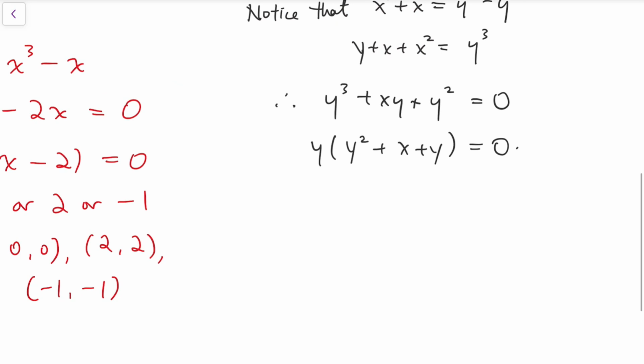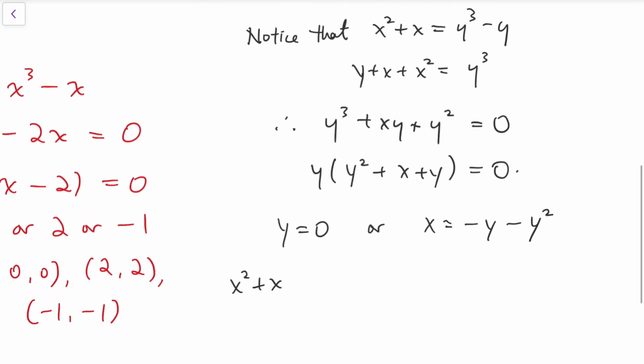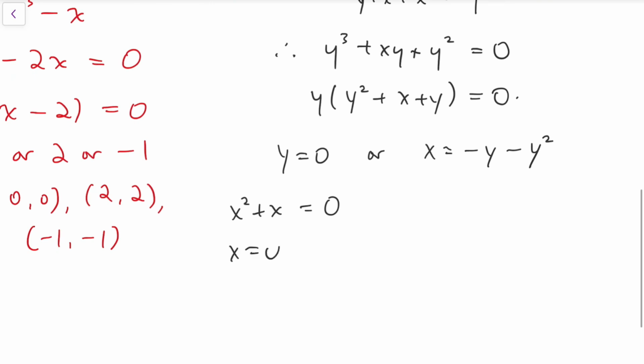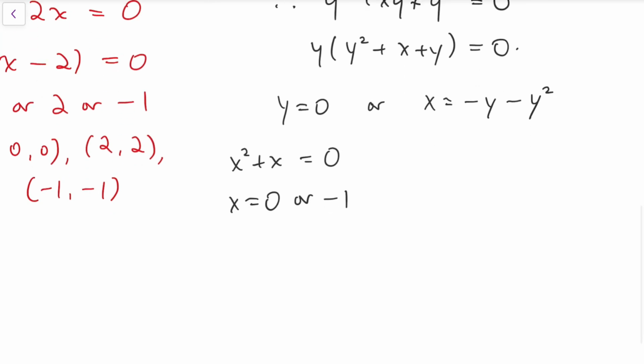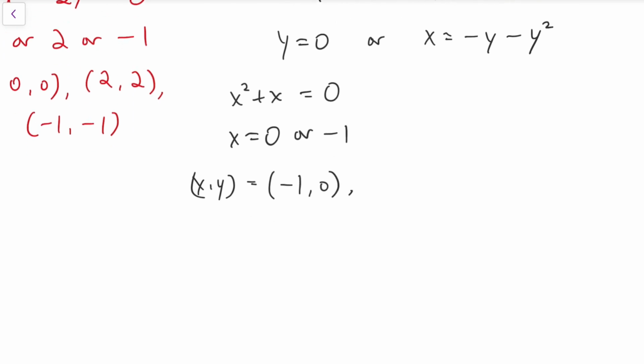And again, we have two cases. The first case is y equals 0. Second case is y is not 0, but then x equals minus y squared. So for y equals 0, we can say that x squared plus x from the first equation equals 0. And that gives x equals 0 or minus 1. So we have one extra solution, which is minus 1, 0. But by symmetry, we can actually generate one more, which is 0 and minus 1.